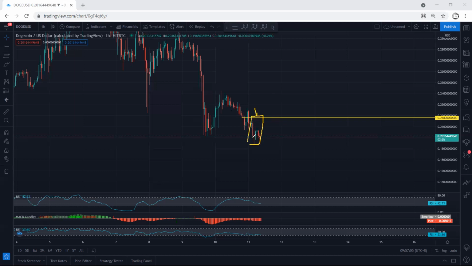But one thing I need to highlight here, if we get one more drop with the breakout of this, then this one is not valid anymore. The only time it is valid is if the price reverses with a sharp move from where the price is right now.